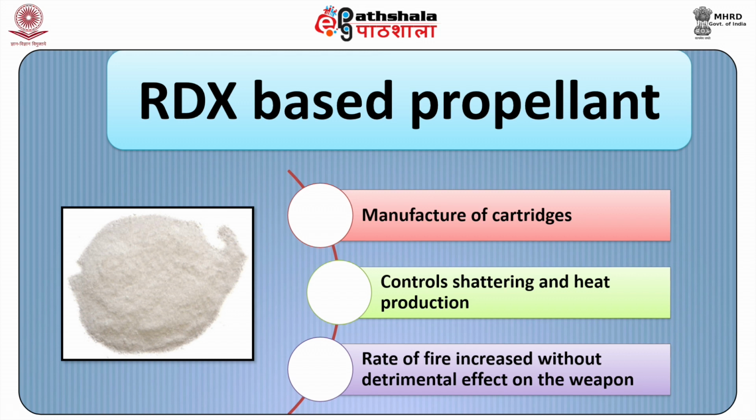Next is RDX based propellant, a new propellant in which the active ingredient is from the family of cyclotrimethylene trinitramine, that is RDX, has come up. It is being utilized in the manufacture of cartridges by controlling not only the shattering nature of the high explosive but also its heat production. The advantages are obvious. The rate of fire can be increased without detrimental effect on the weapon firing the ammunition. However, its composition and other details are not available presently.